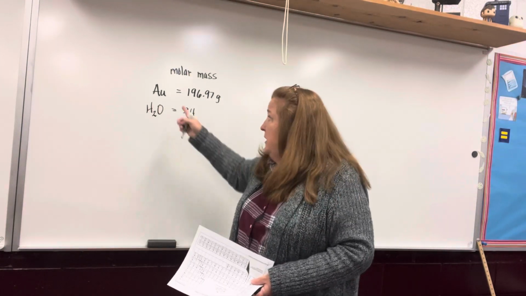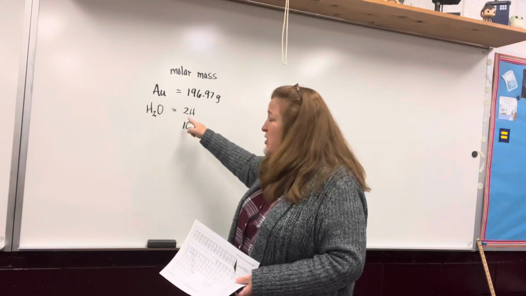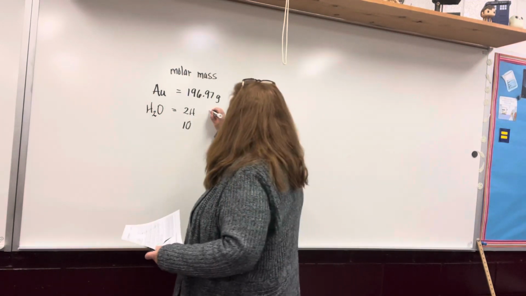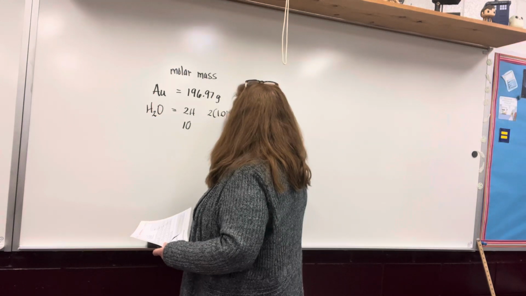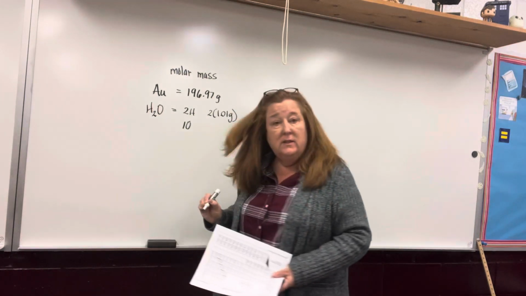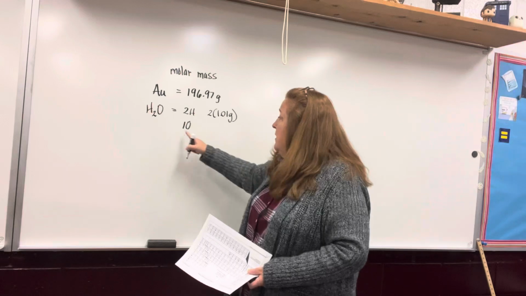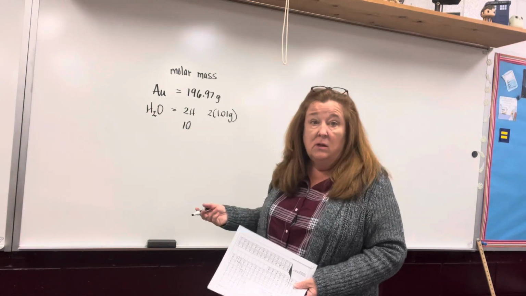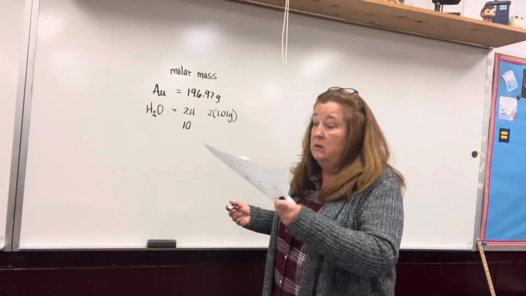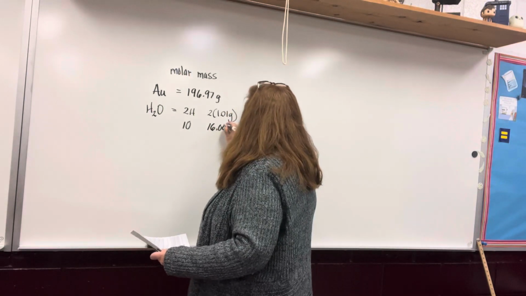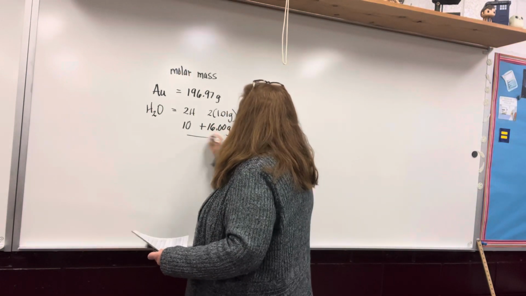So what we do is just like we did for the gold, but we need 2 of the hydrogens. We get our periodic chart, we look up hydrogen. It has a mass of 1.01 grams. We need 2 of them. There are 2 hydrogen atoms. Then there is 1 oxygen atom. That's oxygen, not a 0. So once again, look at our chart, find the oxygen. It says 16 grams.